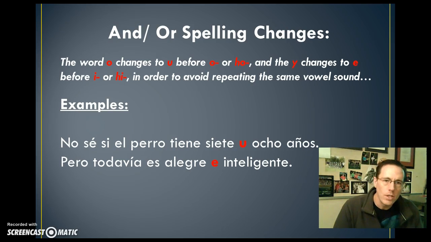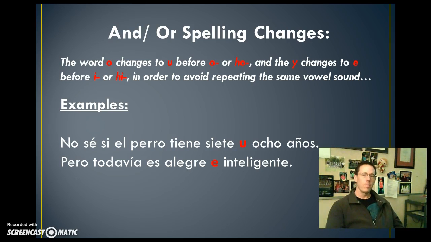The word o changes to u before an o or an ho sound. And y changes to e before an i or hi sound in order to avoid repeating the same vowel sound. For example, here's one. If I want to say, I don't know if the dog is 7 or 8 years old. Well, no sé si el perro tiene 7 u 8 años.